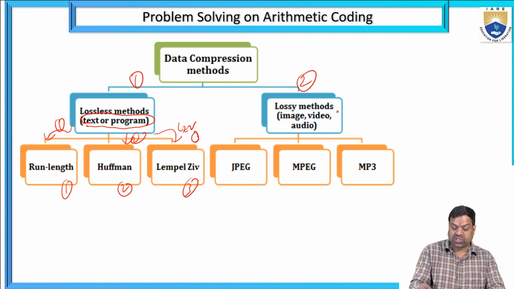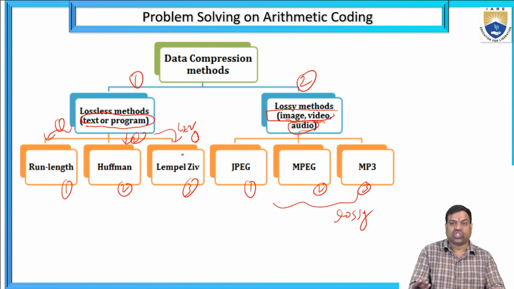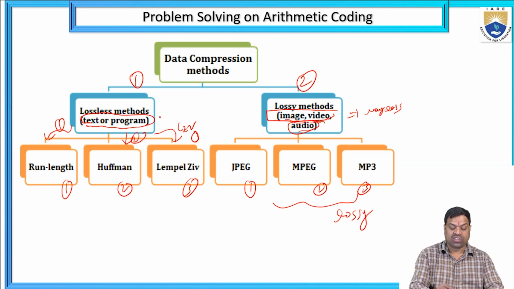And lossy methods are for image, video, and audio, such as JPEG, MPEG, and MP3. They may be lossy because these are images, video, and audio. But for text or program files, we cannot afford to modify the original source file. That is the lossless method. In both, the data will not be lost, only the size will be changed. Here the data may be lost, not compulsorily, but the size will be changed. Here also the size will be changed, but it is not lossy.